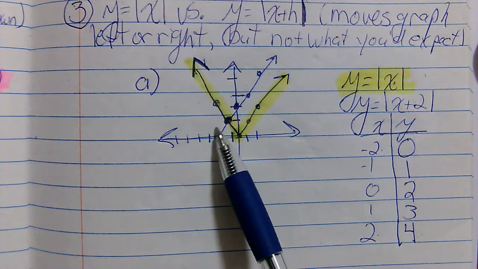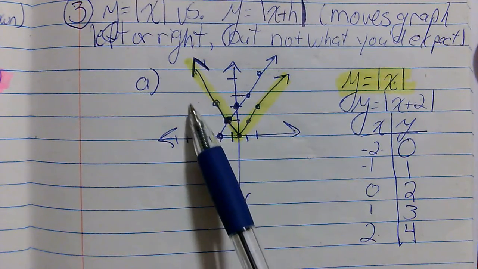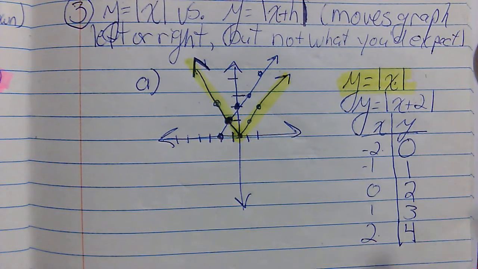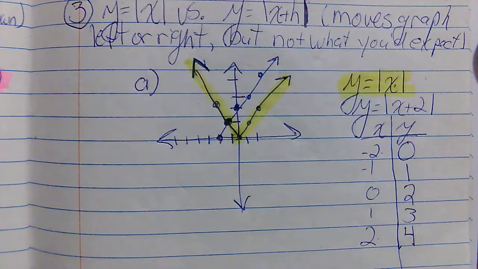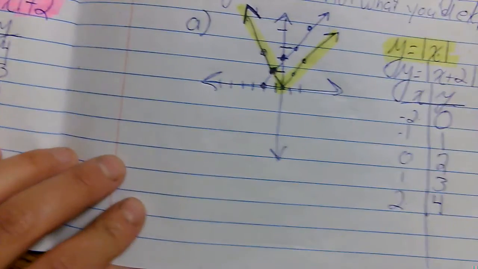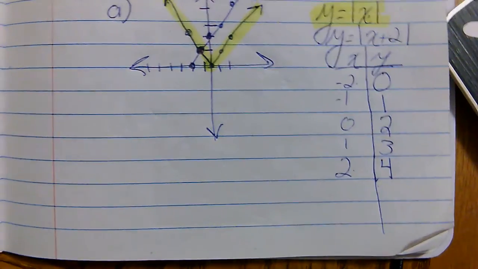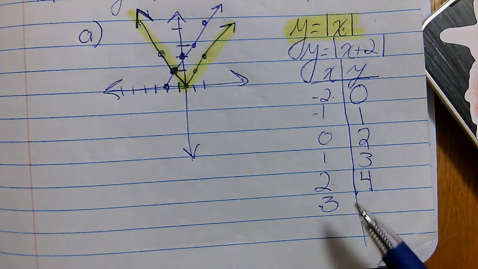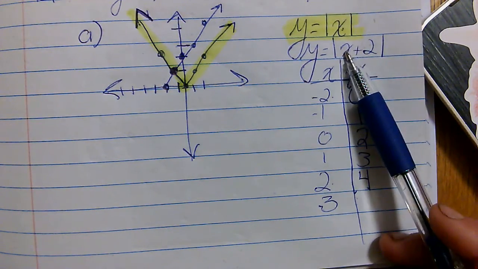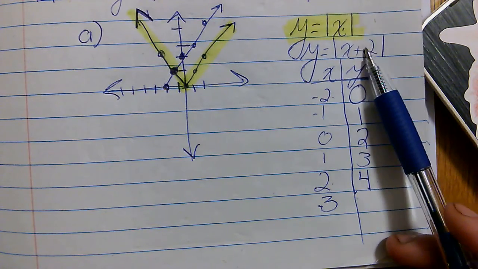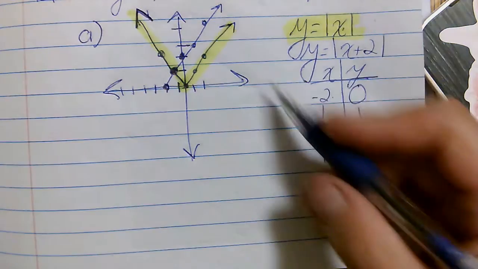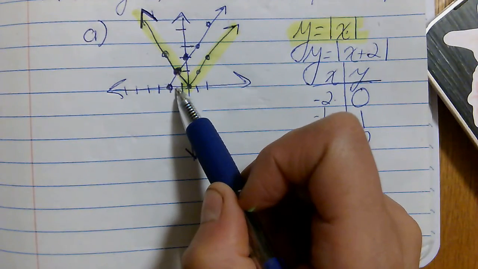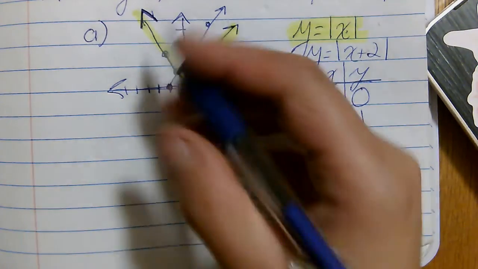I'm going to plot some other points that give me the other side of this V. I'm just going to do it underneath because I don't have any room here. I'm going to do -3 and see what happens. If I plug in -3, -3 plus 2 would give me negative 1, but the absolute value of negative 1 is positive 1. So that would be here, negative 3, and then up 1.